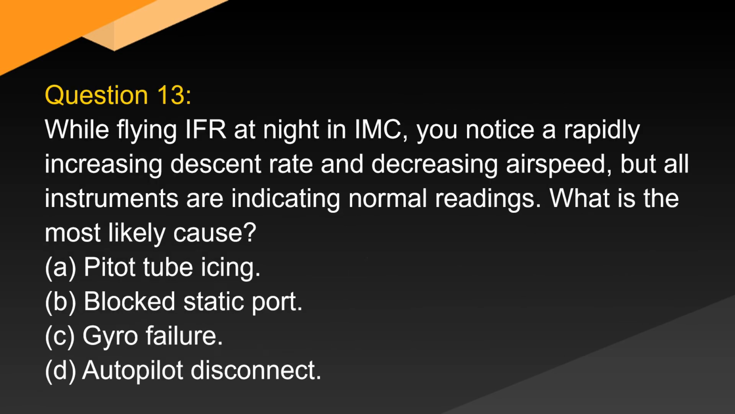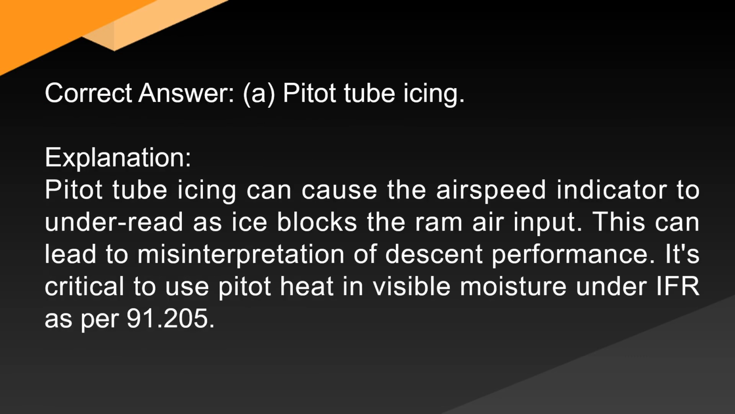Question 13. While flying IFR at night in IMC, you notice a rapidly increasing descent rate and decreasing airspeed, but all instruments are indicating normal readings. What is the most likely cause? A. Pitot tube icing. B. Blocked static port. C. Gyro failure. D. Autopilot disconnect. Correct answer, A. Pitot tube icing.